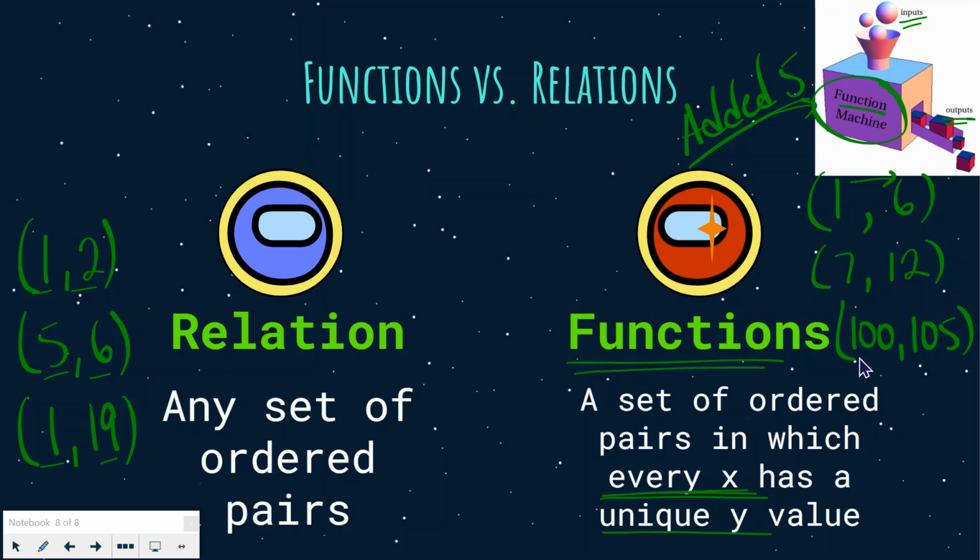Every x value, whatever x value I plug in, comes out with a unique y value each time. So anytime I put 100 through this function machine, it should come out the same way. It will always come out as 105 because all I'm really doing is following that rule. That function is adding 5, so it happens the exact same way each time. That's all this rule is really saying. Every x value has a unique y value.